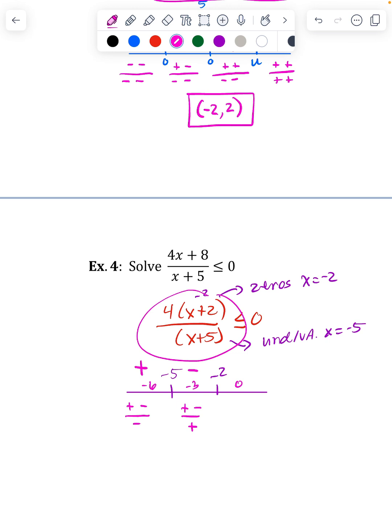Testing 0, my 4 is always positive, 0 plus 2 is positive, and 0 plus 5 is positive, so that is a positive region. I am looking for less than or equal to, so that's going to be this negative region, keeping in mind that the -5 is undefined and the -2 was actually a 0. So when I go to write that, I cannot include the -5 because it's actually a vertical asymptote, and then -2 is actually a 0, so I include that.